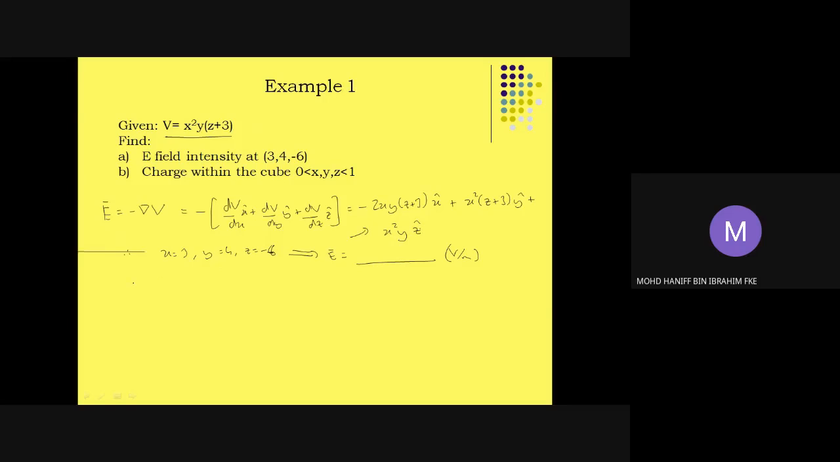Okay, so part B of the question, this was part A just now. Part B is to find the charge within the cube, in which the cube is given by x from 0 to 1, y is also from 0 to 1, and z is also from 0 to 1, yeah? If you sketch your cube, this is y, this is x, this is z. So your cube should look like this, yeah? Okay, so 0 to 1, 1, and 1. So that's how the cube should look like.